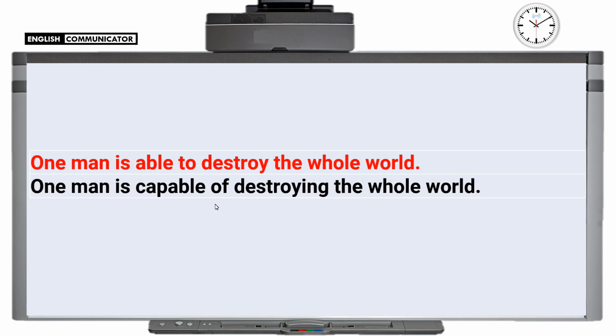"One man is able to destroy the whole world." Wrong. What is wrong? "One man is capable of destroying the whole world." Not "to destroy the whole world," but we have to use the preposition "of" and "destroying." "One man is capable of destroying the whole world." "One man is able to destroy the whole world" is wrong. So what's the trick here? "One man is capable of destroying the whole world."